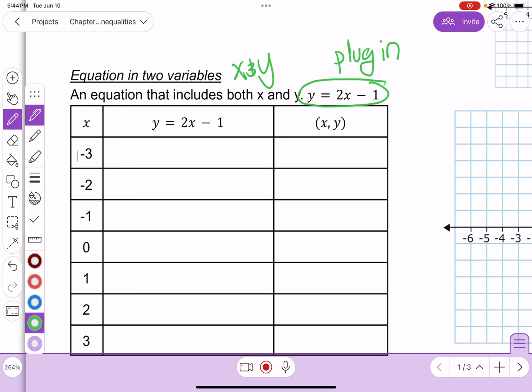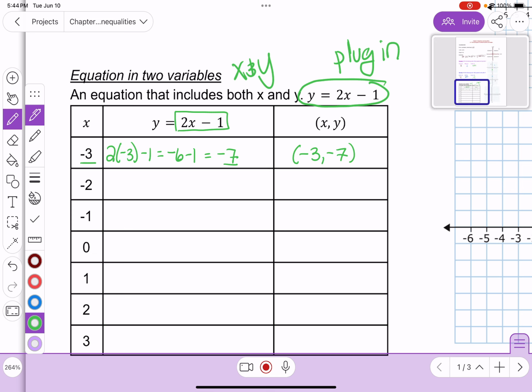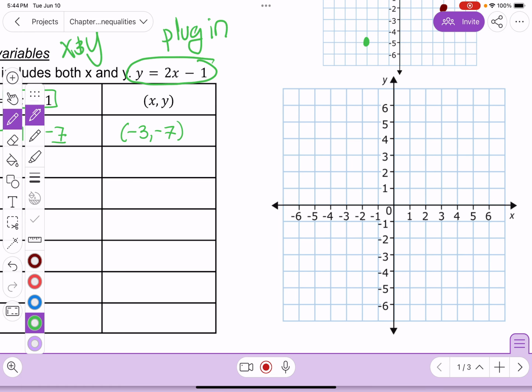So here's a table that has several x values. So we're just going to take those numbers and plug them in, just as if this was function notation. So we're going to take this equation, and where we see x, we're going to put -3. And then we're going to evaluate. So 2 times -3 is -6. -6 minus 1 is -7. And now we have the coordinate -3, -7 that we can plot on the graph. So -3, -7 is right here.